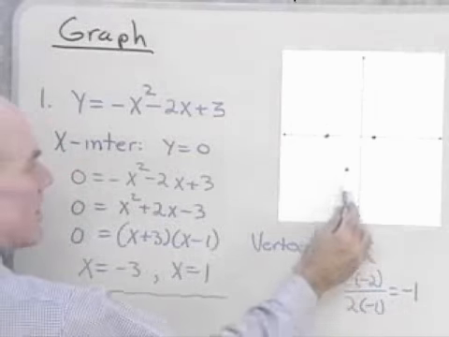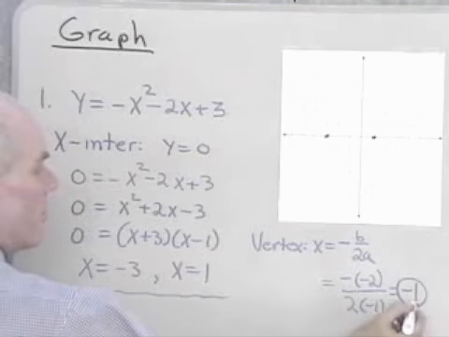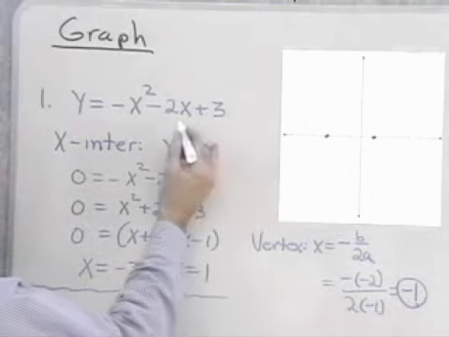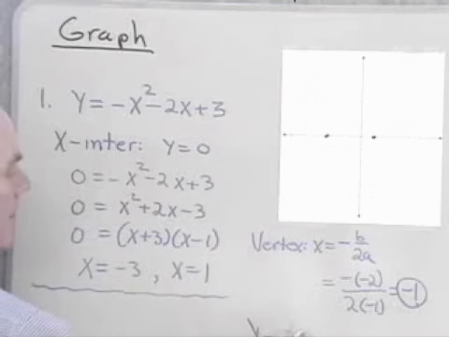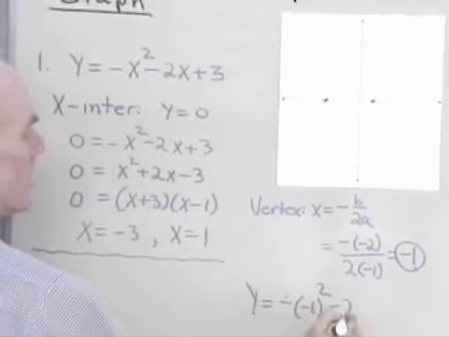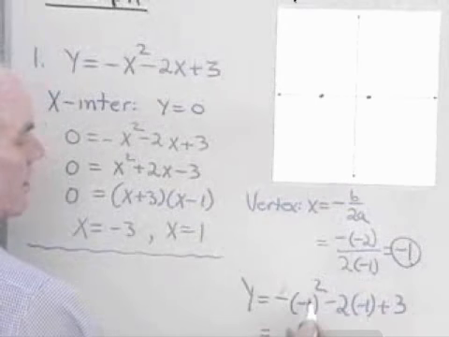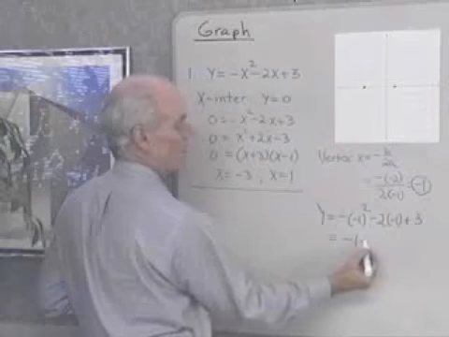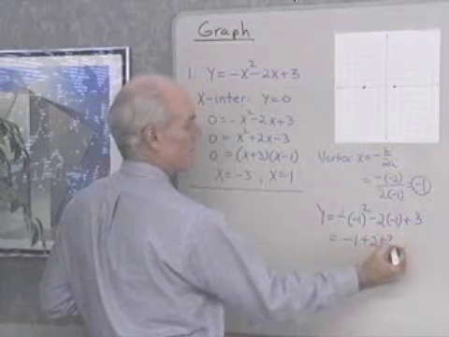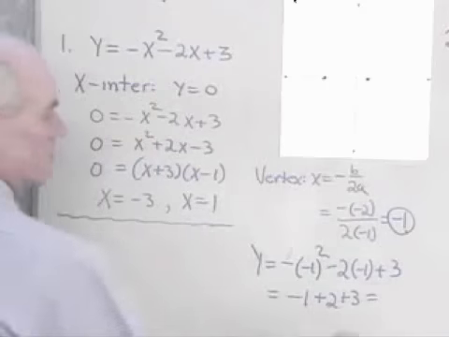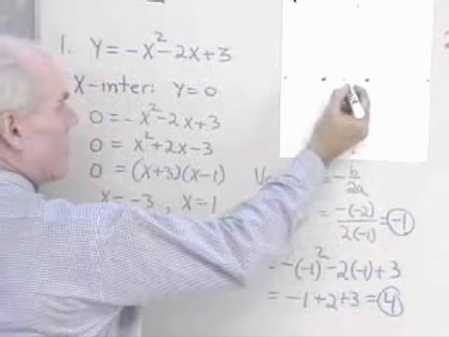So that tells me that the vertex is going to appear somewhere on this line, x equals negative 1. To find the y-coordinate of this point, I substitute x equals negative 1 back into my original equation, and I get y equals negative (negative 1) squared minus 2 times negative 1 plus 3. Negative 1 squared is 1, the opposite of which is negative 1. Negative 2 times negative 1 is positive 2, plus 3. That is y equals 4. So x equals negative 1, y equals 4.